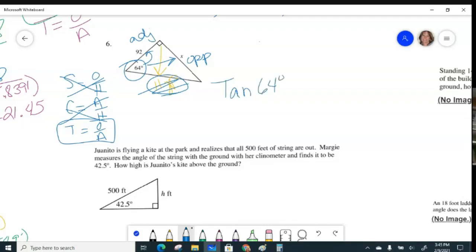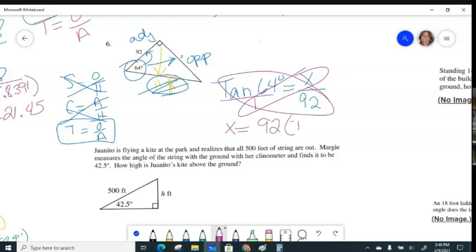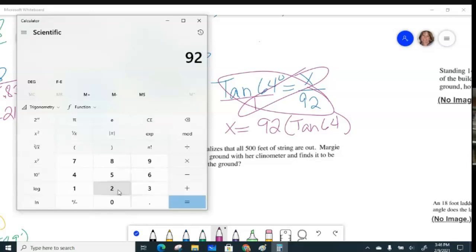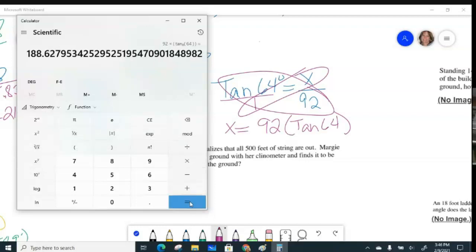of 64 degrees is equal to the opposite side, which was x, over our adjacent side, which was 92. And again, we're just going to put it over 1 and cross multiply. So x times 1 is x, equal to 92 times the tangent of 64. So again, repeat the same process. 92 times parentheses 64 and a tangent, and hit enter. All right, so 188.63.